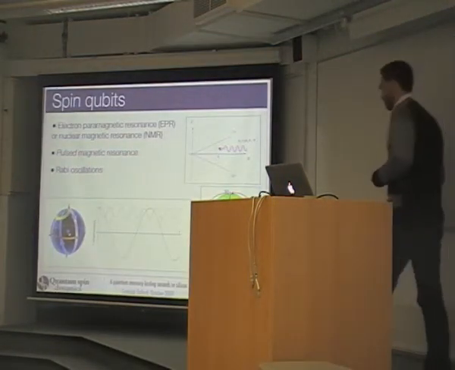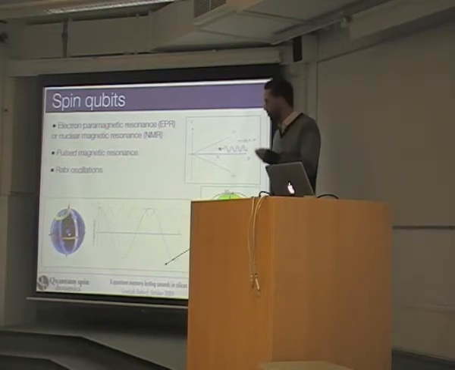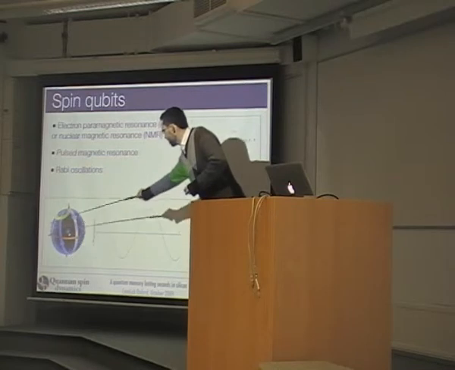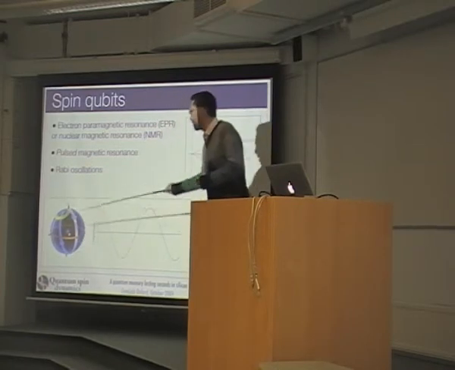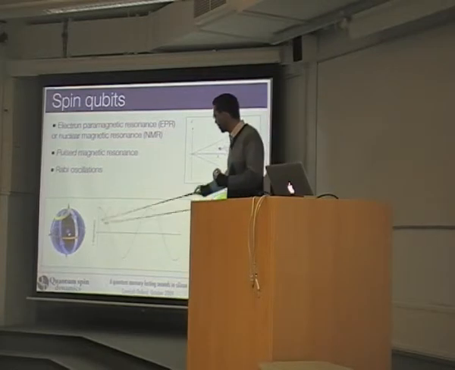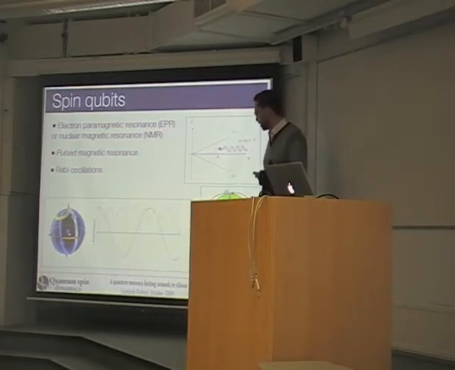So here is another illustration of this process. By applying resonant radiation, we drive these resonant complete Rabi oscillations between the two eigenstates, and therefore just by choosing when to stop anywhere on this curve, we can apply an arbitrary single qubit gate.